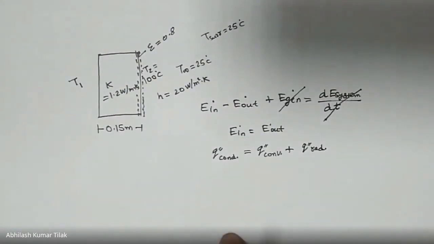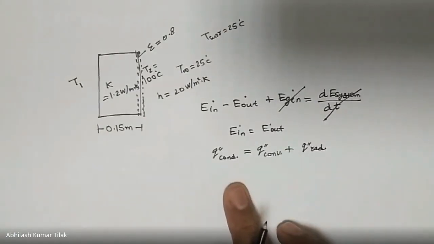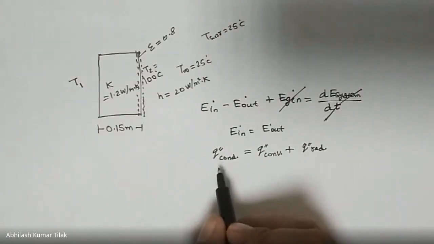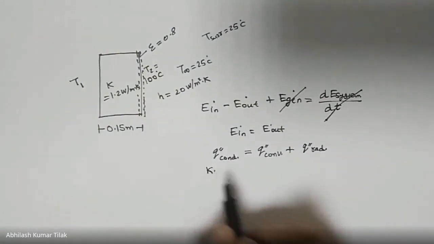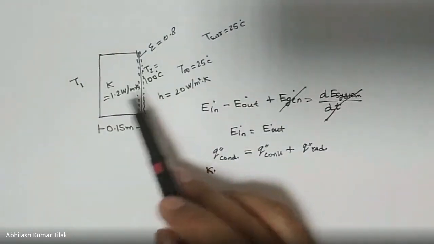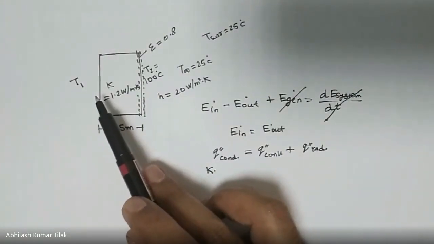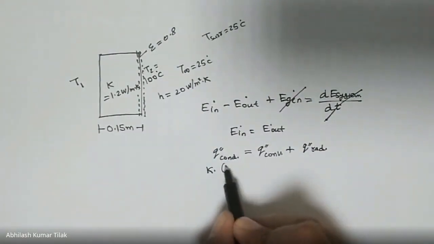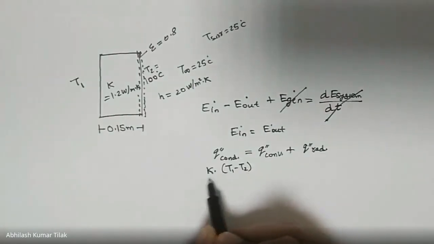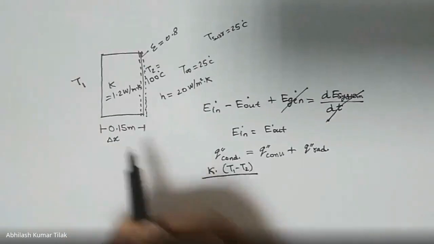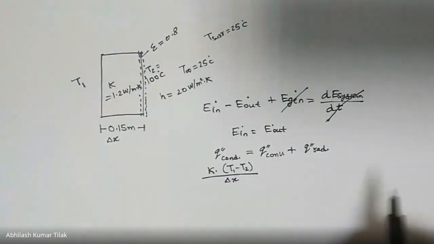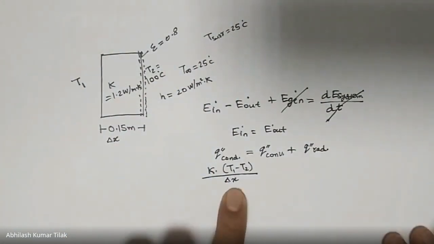So you can put the values here. What is the basic law for the heat conduction? It is Fourier's law of heat conduction. Since it is a heat flux, that is the rate of heat transfer per unit area, I can write this as k into delta T. So delta T will be here T1 minus T2 upon delta X. So delta X, that is this value. So this will be the heat flux due to the conduction.